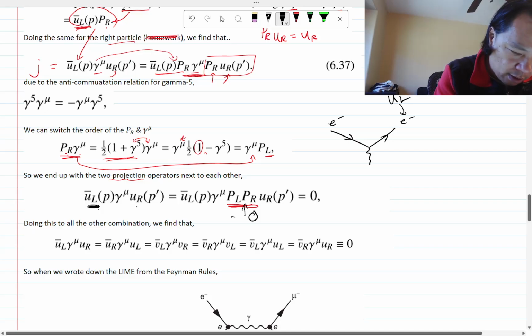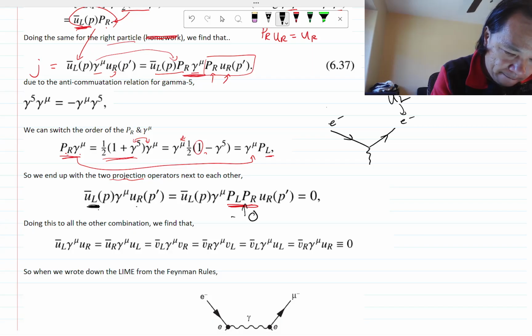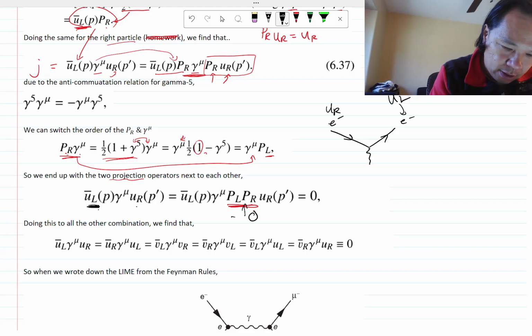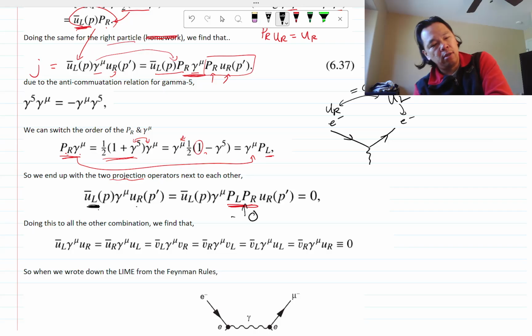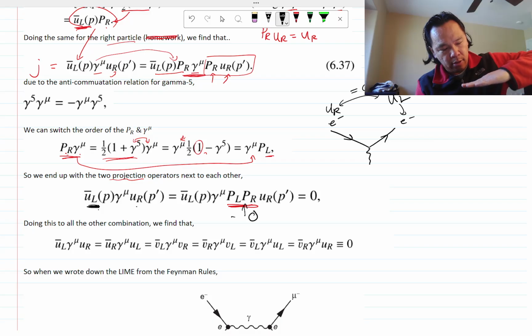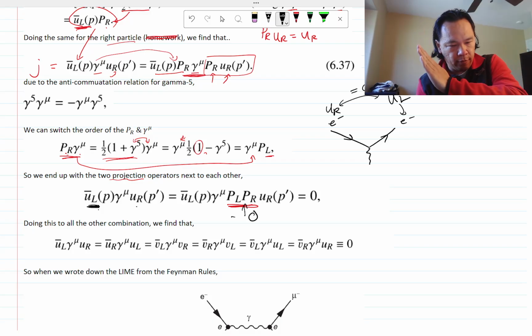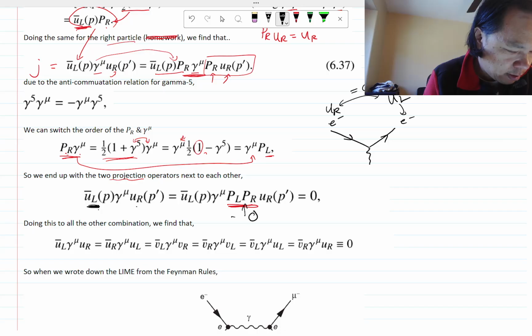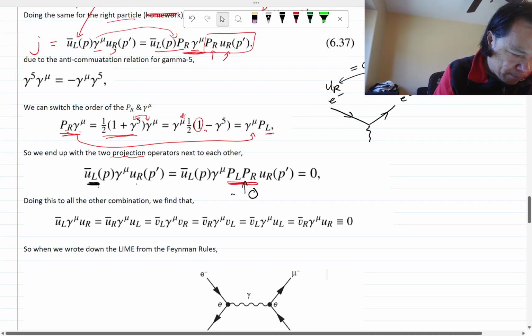And then you have a right handed, right chiral particle coming in. So this combination is actually equal to 0. There's no way for this current to occur. So switching chirality from coming in and going out of the vertex is not allowed in quantum electrodynamics, which is sort of neat.